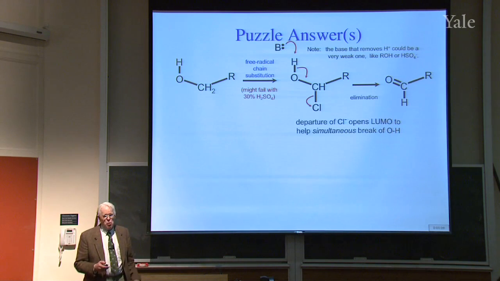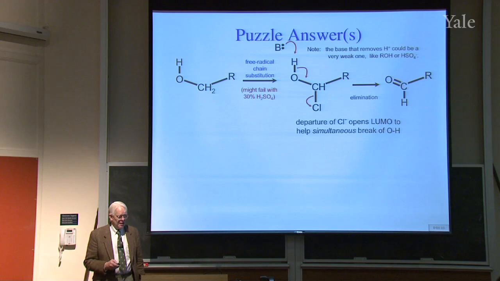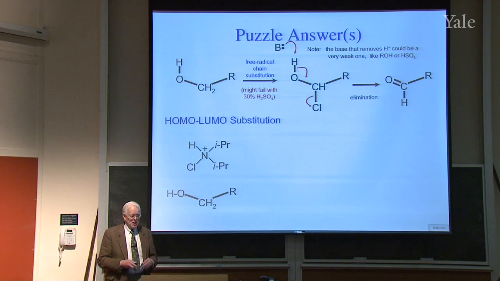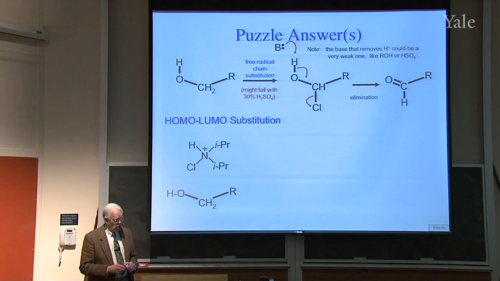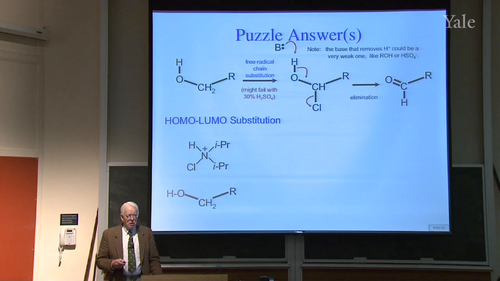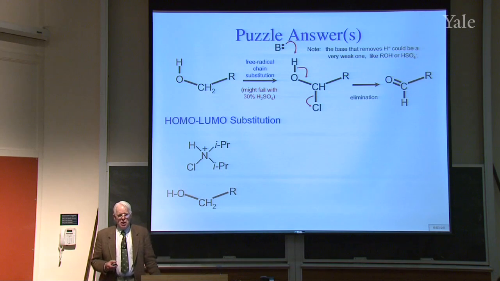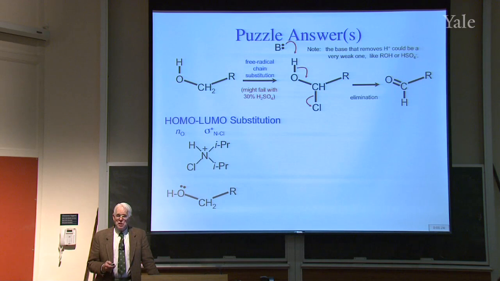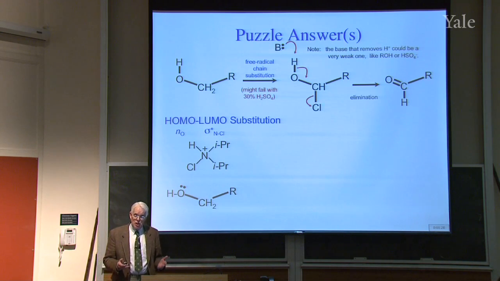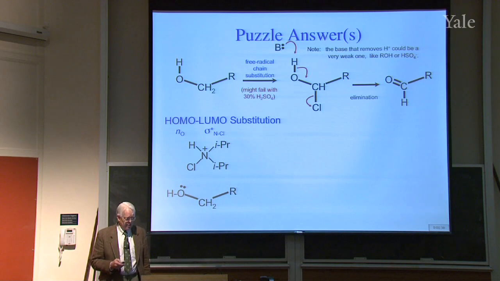Now, that might not be the way it actually happens in 30% sulfuric acid. So I asked you to think of another mechanism, one involving HOMO-LUMO substitution. So the question is, what's the HOMO and what's the LUMO? So the HOMO is an unshared pair on the alcohol, and the LUMO is the sigma star of the nitrogen-chlorine bond, which is especially low because of the positive charge on the nitrogen.